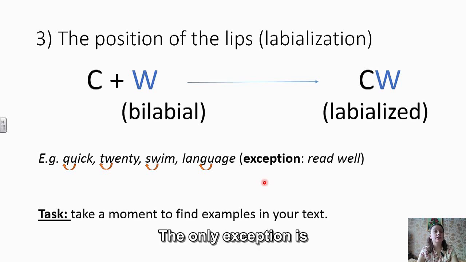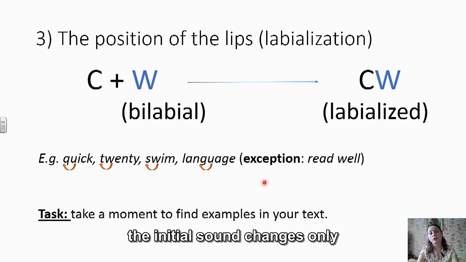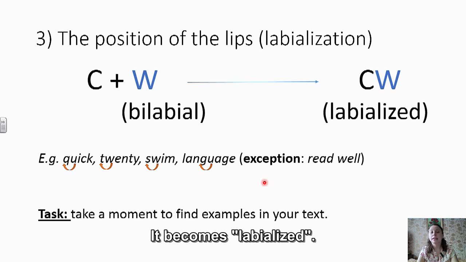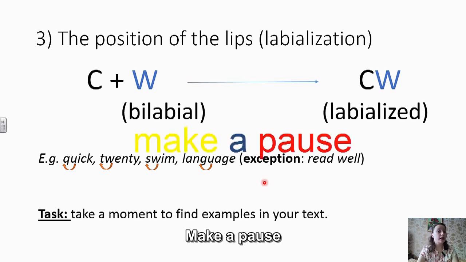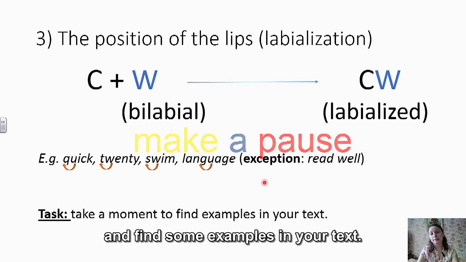The only exception is read well. Here you have a regressive and again partial assimilation because the initial sound changes only one feature. It becomes labialized. Okay, take a moment, make a pause, and find some examples in your text.